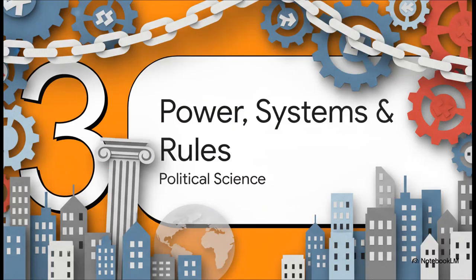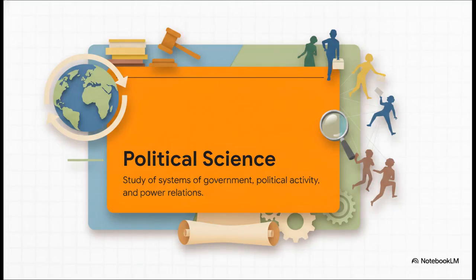So we've looked at you and we've looked at your culture. Now we're going to zoom out even further to look at the massive societal gears that govern how we behave. Section 3, power, systems, and rules. Political science is formally defined as the study of systems of government, analyzing political activity, behavior, and power relations. Basically, if culture is the rules of the game, then political science is the study of who actually gets to make those rules. It explores the structures of political units and how different actors within a society relate to one another when it comes down to raw power.